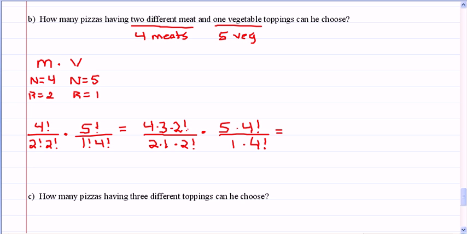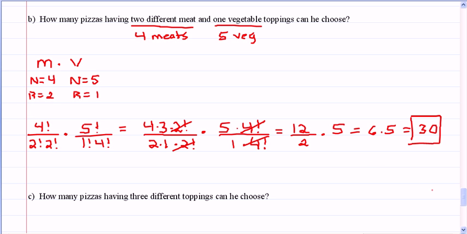And then I cancel. So the 2 factorials cancel. So with my meat, I'm left with 12 over 2. And for the vegetables, the 4 factorials cancel. I'm just left with 5. So 6 times 5 is equal to 30. So for part B, there are only 30 different pizza selections that he can choose.